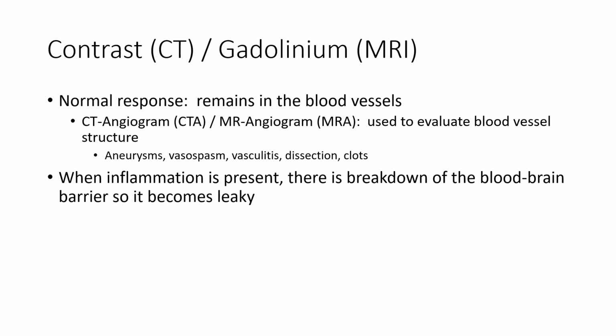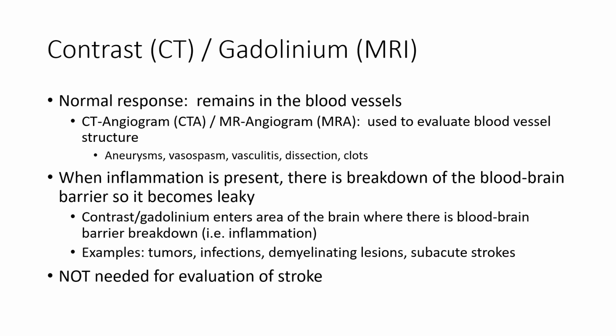Alternatively, when inflammation is present, there's breakdown of that blood-brain barrier that is normally intact, making that blood-brain barrier leaky, which means that contrast can then extravasate from the blood vessels and enter the area of the brain where there is blood-brain barrier breakdown. In other words, areas with inflammation will have contrast enhancement. And so these are things like tumors, infections, demyelinating lesions, and subacute strokes where there's tissue breakdown.